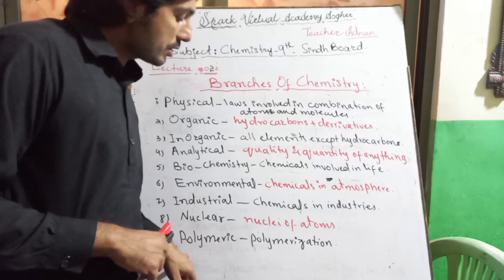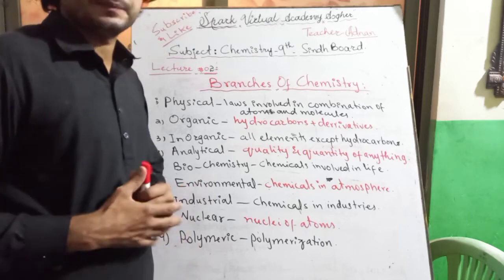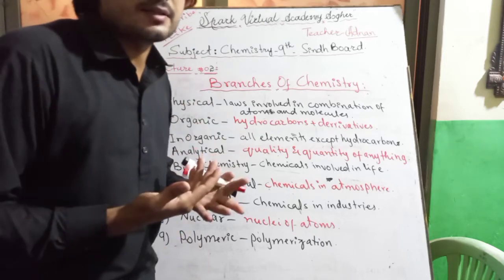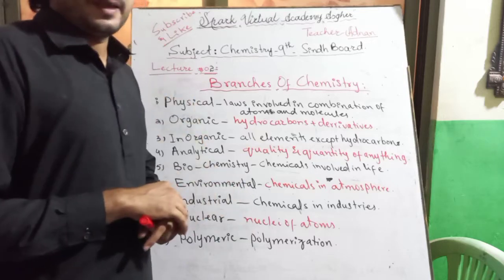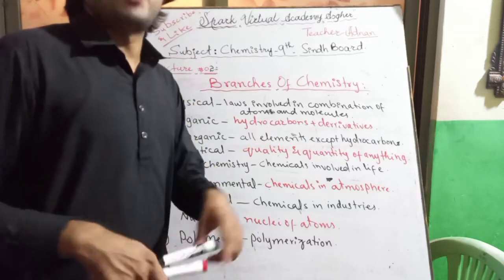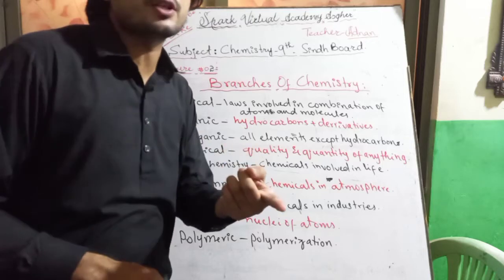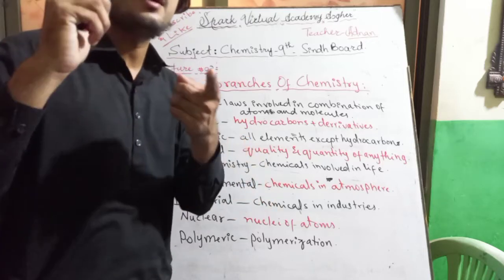The last branch of the chemistry is polymer chemistry. Generally, it is the study of the polymerization. Now, what do we mean by polymerization? Polymerization is the process of making the plastic substances.